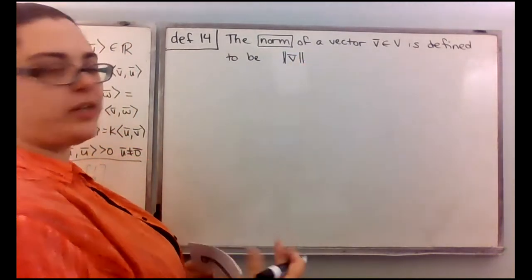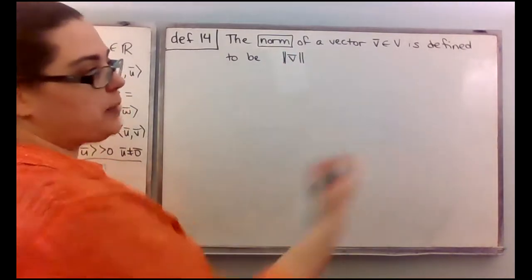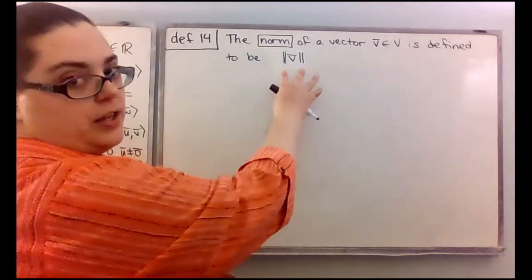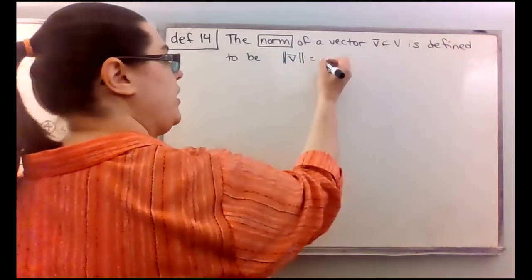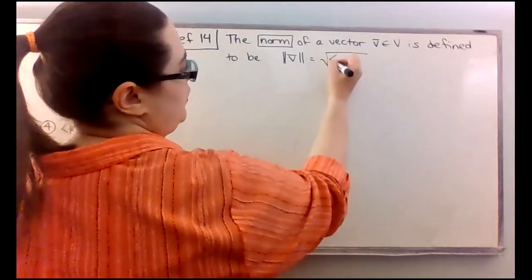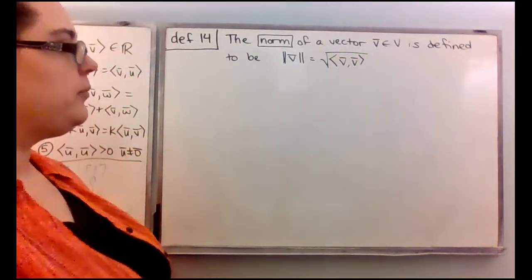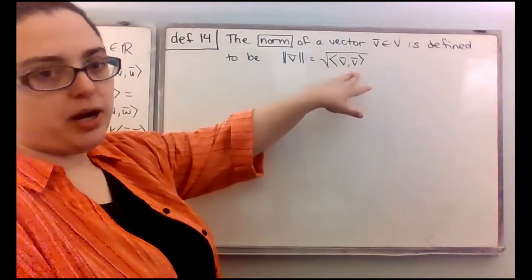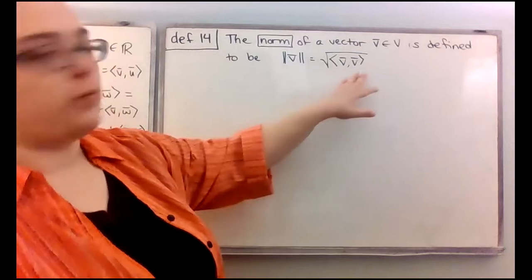This is going to distinguish norm from just absolute value. Okay, so absolute value is kind of a scalar concept. The norm is a vector concept. So that's why we have different notation. And this is going to be the square root of the inner product of a vector with itself. So this is why we are using this fact that the inner product of a vector with itself is always 0 or bigger, because we're going to need to square root it, right?